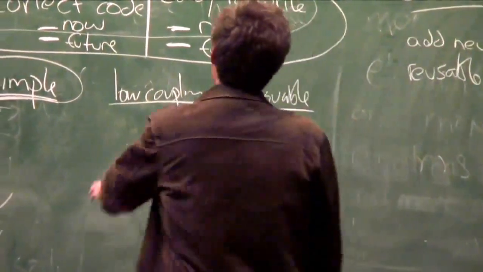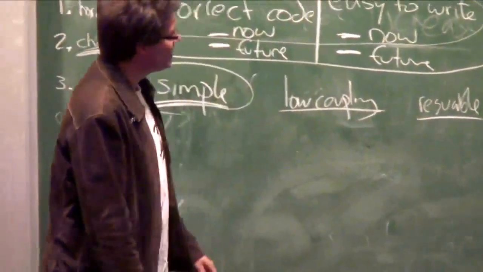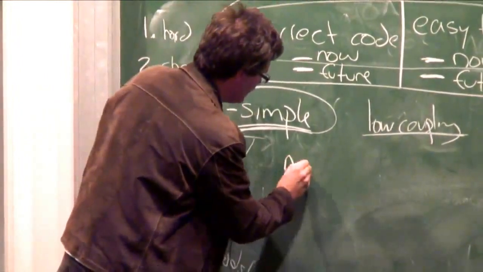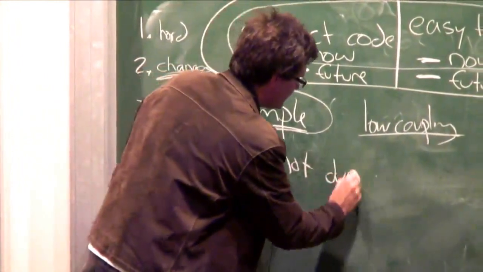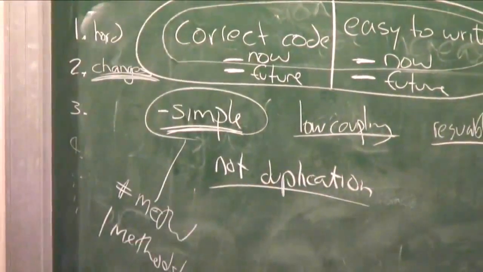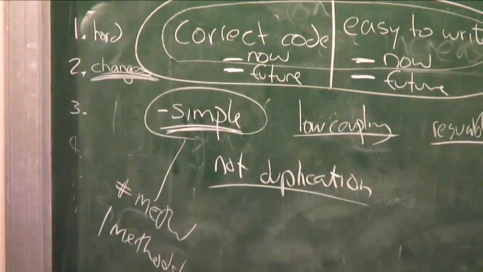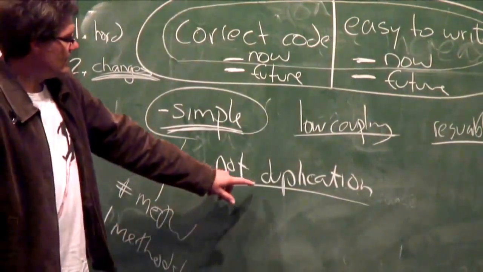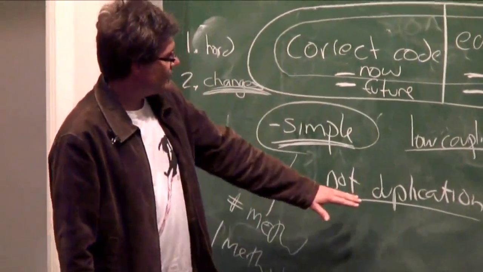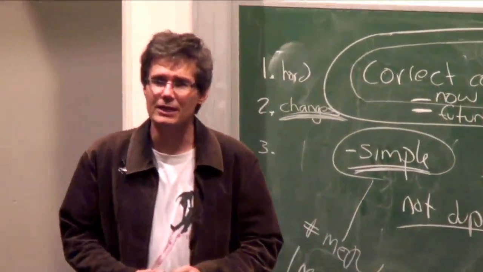We want simplicity. We want low coupling. We want our code to be reusable. I reckon we want our code to not have duplication. I reckon duplication is an important enough thing that it lives up here. Duplication in code, what's the problem with duplication in code?